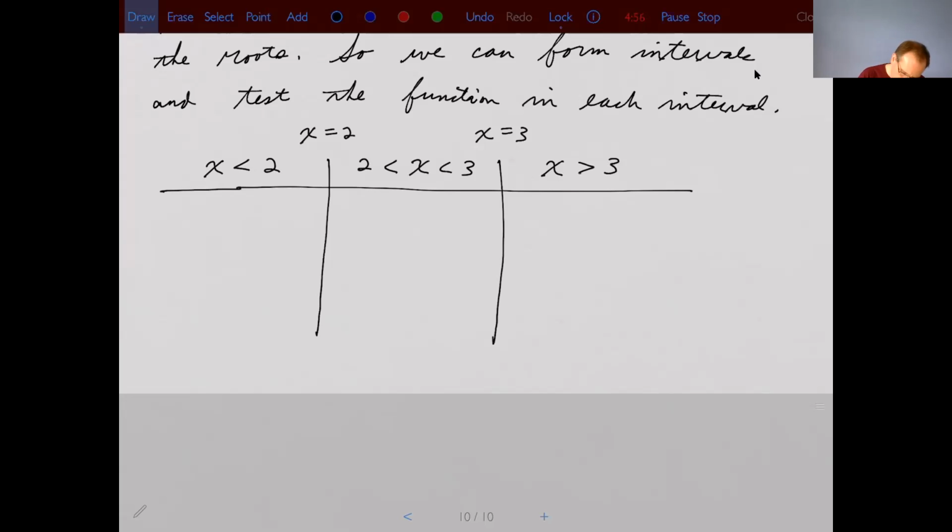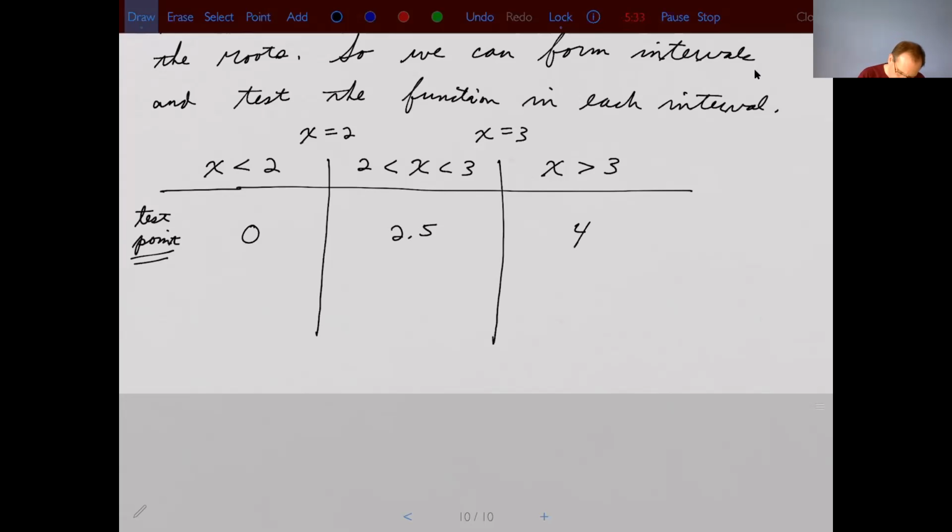So we need to pick a test point in each of those intervals. And we only need to test at one point because within the interval, the function is either going to be all positive or all negative, right? So what's a nice easy value to pick that's less than 2? Maybe 0 would be a nice easy value to plug in. What's something that's between 2 and 3? Maybe like 2.5. And then greater than 3, maybe 4. Okay, so now I'm going to plug in these values into my inequality.